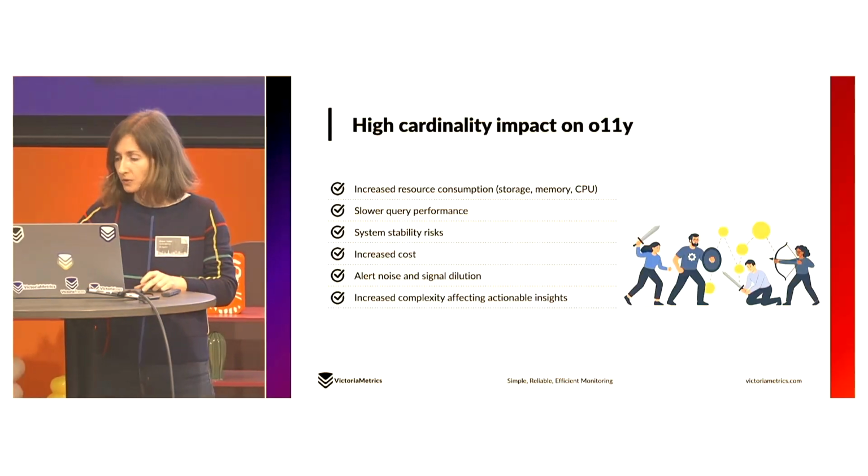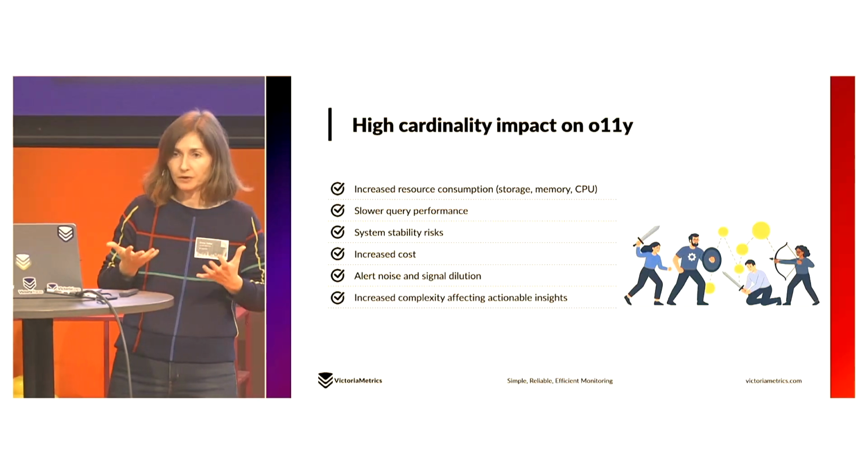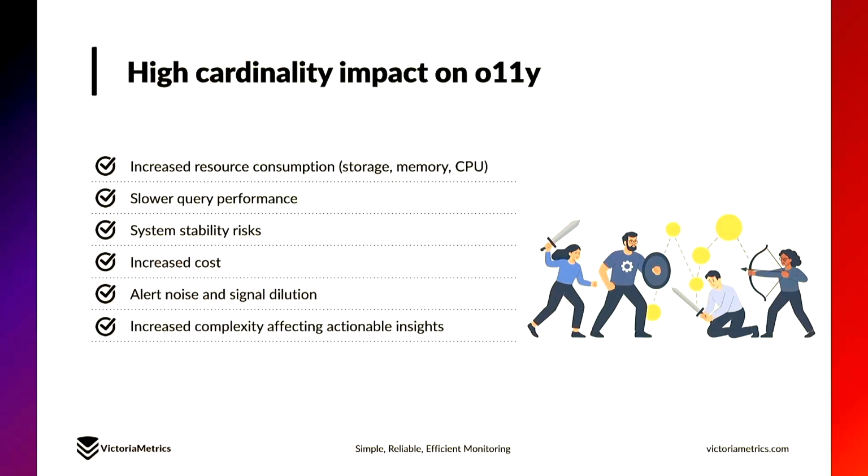So what's the problem? Why do many companies and engineers complain about high cardinality? Well, it drives up resource consumption in storage, memory, and CPU. Then we have slow query performance and system stability risks. Obviously, it creates increased cost overall, and affects us in getting valuable insights from the monitoring systems. So overall, we want to get rid of high cardinality, right?